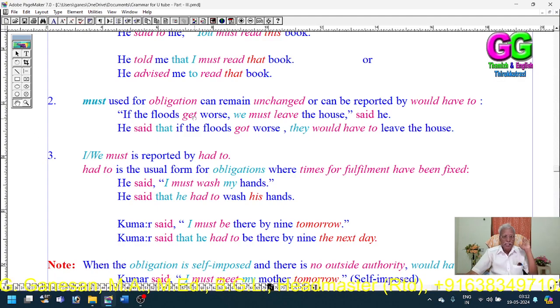If the floods get worse, we must leave the house, said he. He said that if the floods got worse, they would have to leave the house.